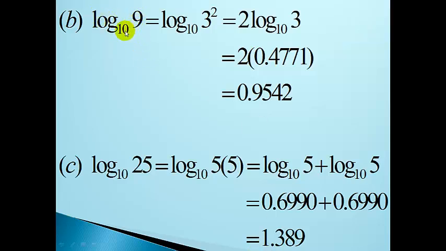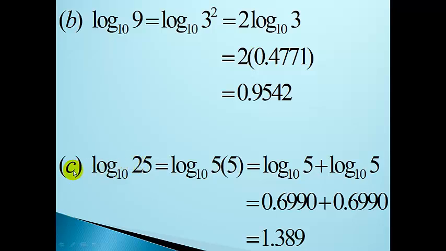Log 9 to the base 10 can be expressed as log 3 squared to the base 10, because 9 can be expressed as 3 squared. Now according to the third law of logarithm, the exponent 2 can take its position before the logarithm. And so we have 2 log 3 to the base 10. Now log 3 to the base 10 from the question has been given to be 0.4771, and when you multiply 2 by 0.4771, it is equal to 0.9542.